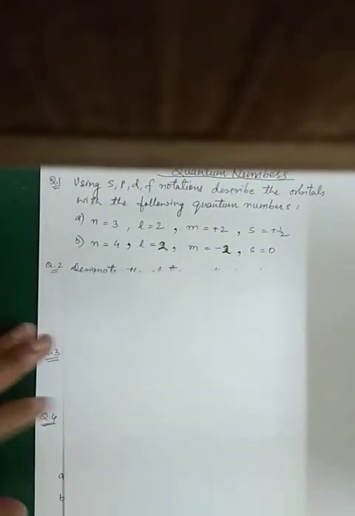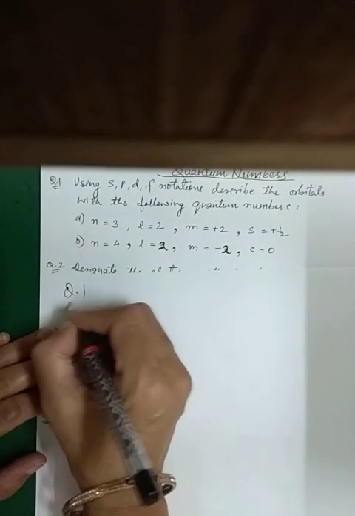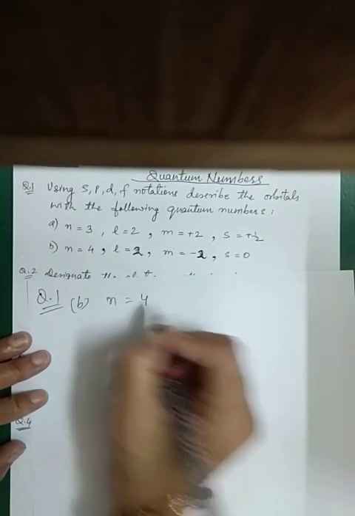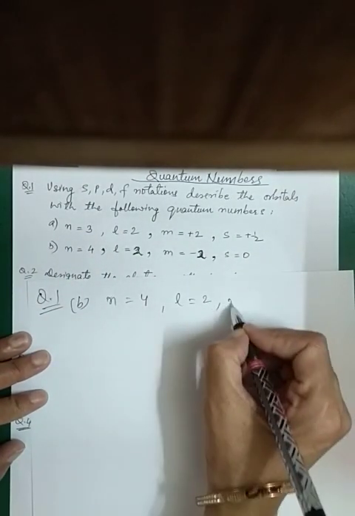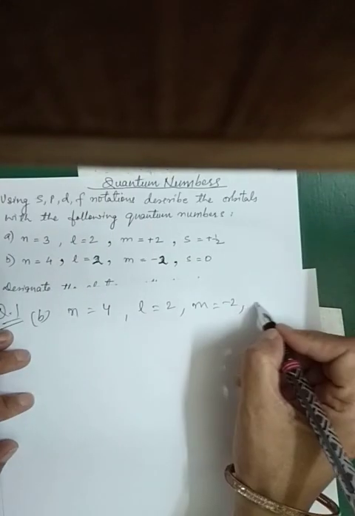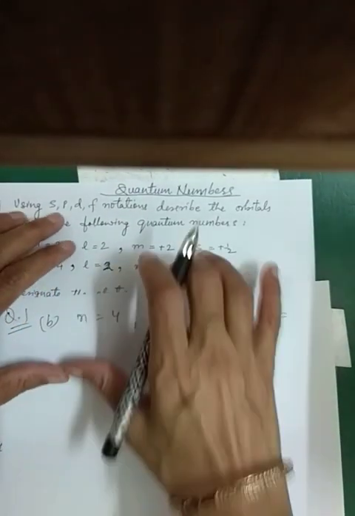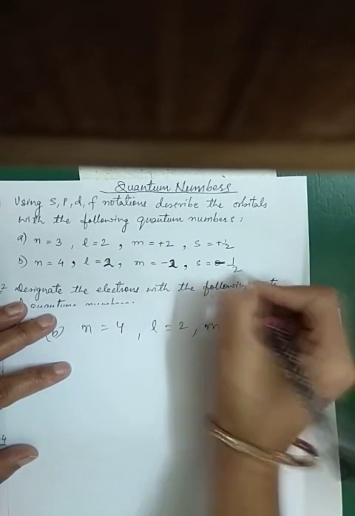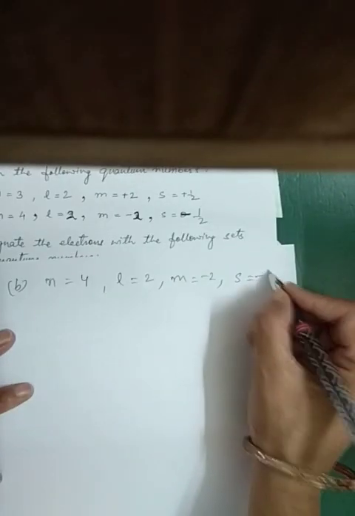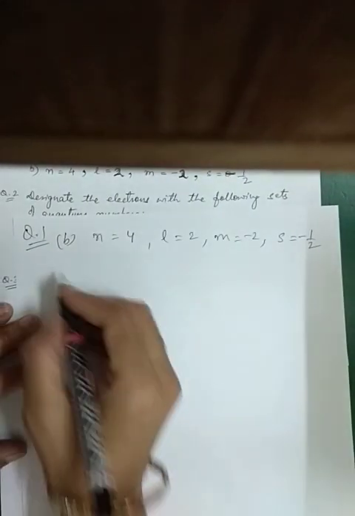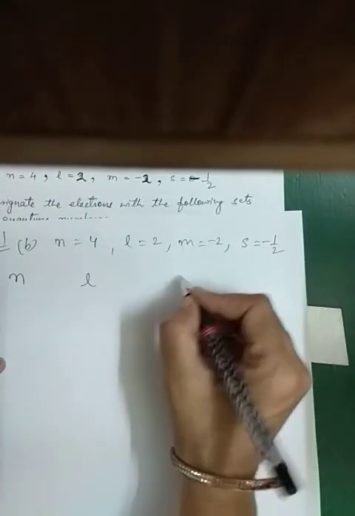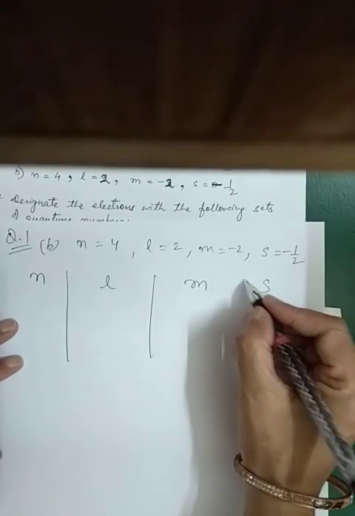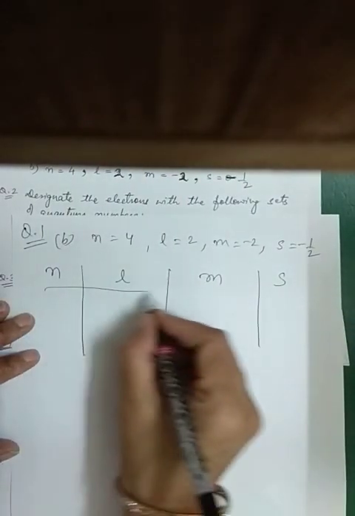Question number 1B. Now n is equal to 4, L is equal to 2, M is equal to minus 2 and S is equal to, here it can't be 0, it can be either plus or minus half. So minus half. So let's understand from here. N, L, M and S values.